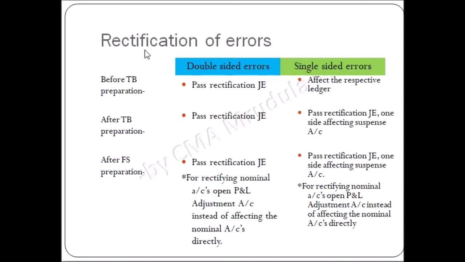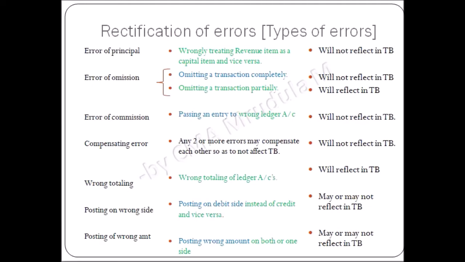Let us now understand the different types of errors. Error of principle. Error of principle means wrongly treating a revenue item as a capital item or vice versa, that is, wrongly treating a capital item as a revenue item. For example, a purchase of an asset is treated as a purchase of raw material and wrongly accounted in the purchase account, which is a nominal item, which otherwise should have gone into the asset account. So, what is the effect of such an error? It will not get reflected in the trial balance because both the debit and the credit side would have been accounted for. So it will not be reflected in the trial balance.